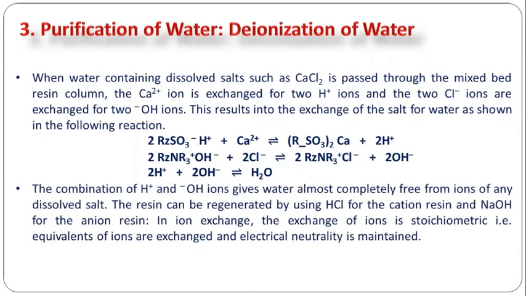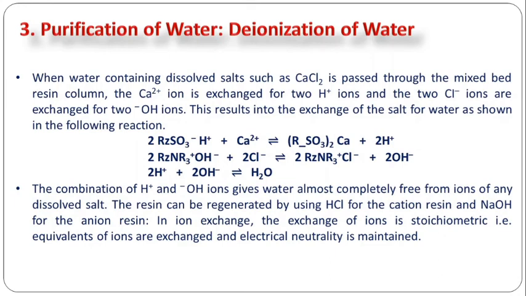The combination of H+ ions as well as OH- ions gives water that is almost completely free from any ions or any dissolved salts. So it does not contain any cations or anions. This is pure water. The resin can be regenerated by using HCl for the cation resin and by using NaOH for the anion resin.